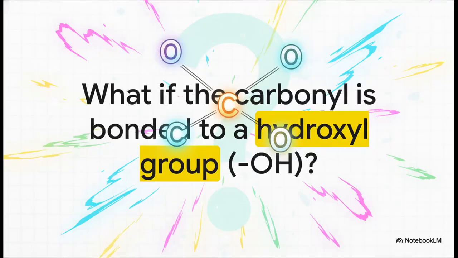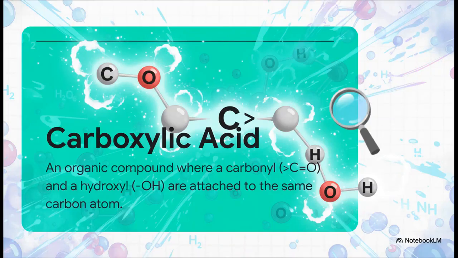Now that we've met aldehydes and ketones, let's bring in another really important member of this chemical family. So let's ask a new question. What do you think happens if our carbonyl group, instead of just bonding to carbons and hydrogens, gets attached directly to a hydroxyl group, an OH group? Well, when that happens, you get something completely new, a carboxylic acid. When you put a carbonyl and a hydroxyl group on the very same carbon, they team up to form a new functional group called a carboxyl group, or -COOH. And trust me, this changes everything.